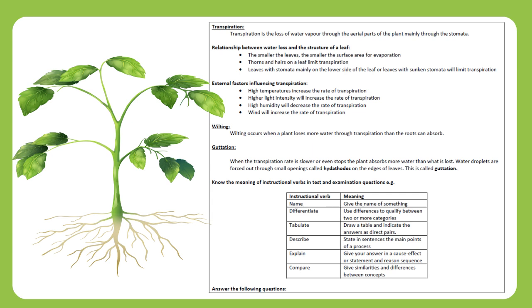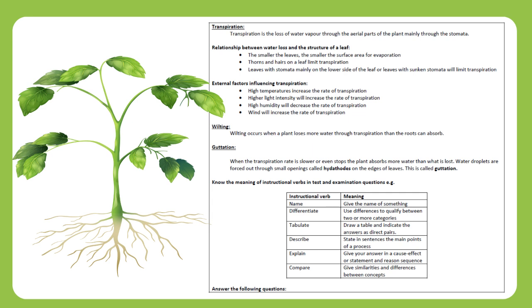Wilting. Wilting occurs when a plant loses more water through transpiration than the roots can absorb. Guttation. When the transpiration rate is slower or even stops, the plant absorbs more water than what is lost. Water droplets are forced out through small openings called hydathodes on the edges of leaves. This is called guttation. Know the meaning of instructional verbs in test and examination questions, e.g.